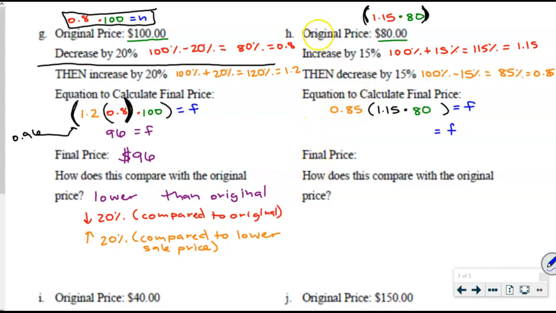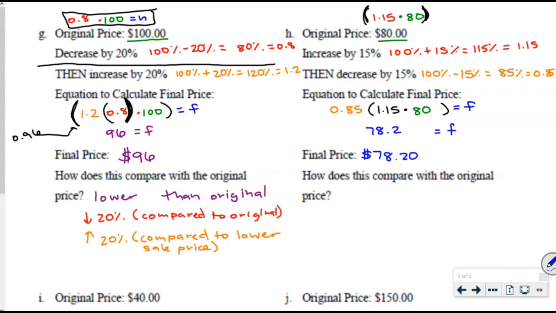Thank you. What did you get, Joshua? 78.2. Thank you. So what is the final price? That would be $78.20. So higher or lower? That's lower than the original.